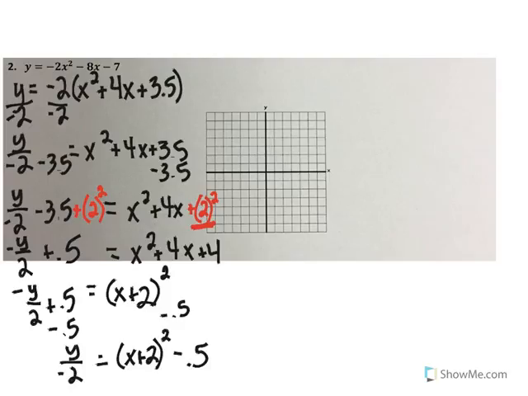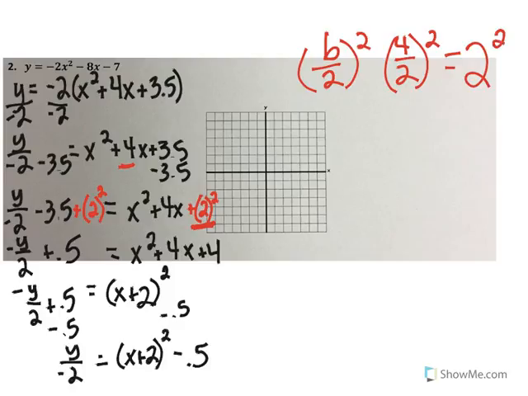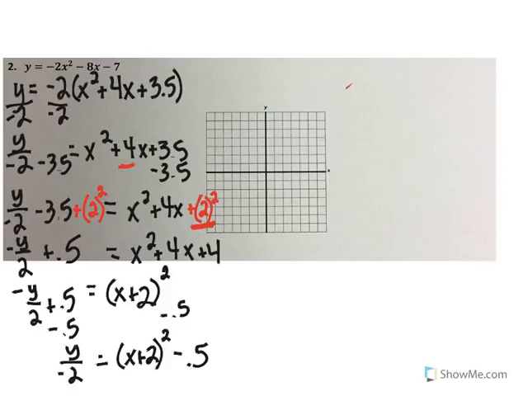That was this. 4 is my b, right? b divided by 2 squared. 4 divided by 2 squared. That's what I add to both sides. That's part of completing the square process. Okay? Are you good? Is your question answered, sir? Yes. Thank you. This is not a different method. This is the same method we did on number 1.